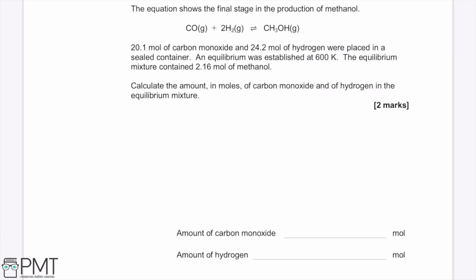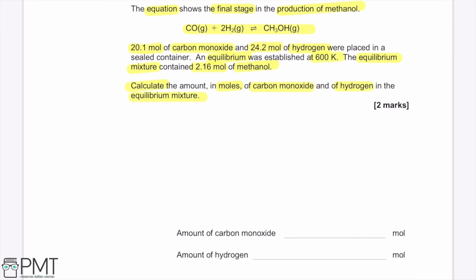The next part tells us that the equation shows the final stage in the production of methanol, where 20.1 mole of carbon monoxide and 24.2 mole of hydrogen were placed in a sealed container. An equilibrium was established at 600 Kelvin, with the equilibrium mixture containing 2.16 mole of methanol. We are then asked to calculate the amount in moles of carbon monoxide and of hydrogen in the equilibrium mixture.